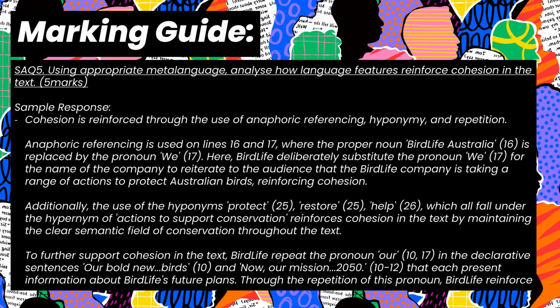It's really important if you're going to do this, though, if you're going to double your meta-language, that the language features you're discussing are directly related to the short answer question. So because here we're talking about repetition of a pronoun, our discussion has to focus on repetition because that is the element of cohesion. If the discussion of the language feature actually focused on the use of the pronoun our, then this section of the response doesn't actually address the question anymore because pronouns aren't a part of cohesion.